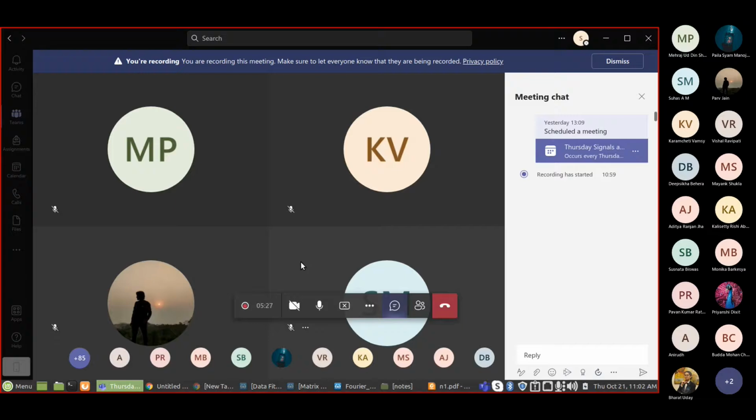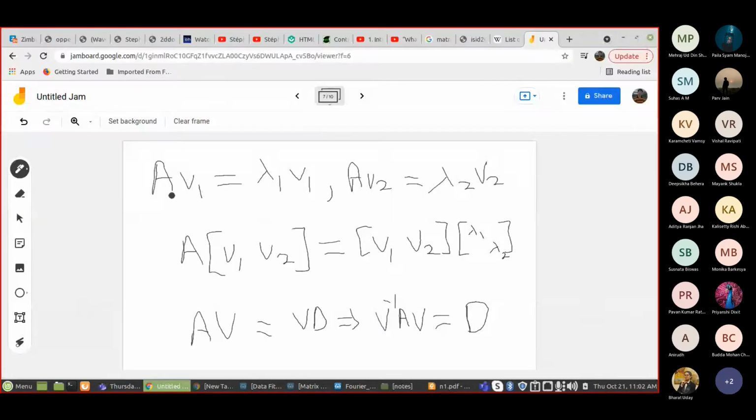Okay, there was some issue with the network, so I'm back now. As I was saying, this is an eigenvalue equation. V1 is an eigenvector and lambda 1 is an eigenvalue. V1 is non-zero. This is another eigenvalue equation. V1 and V2 are distinct, V1 is not equal to V2. Lambda 1 and lambda 2 could be the same or distinct, it doesn't matter.